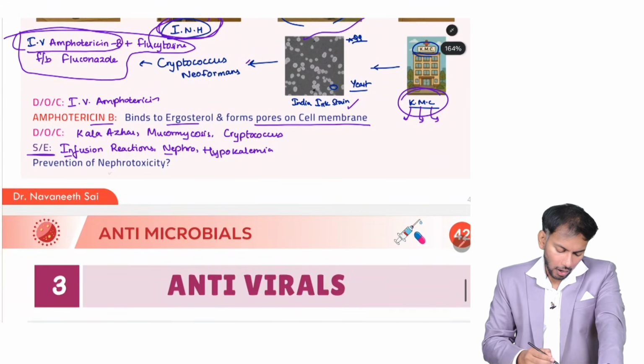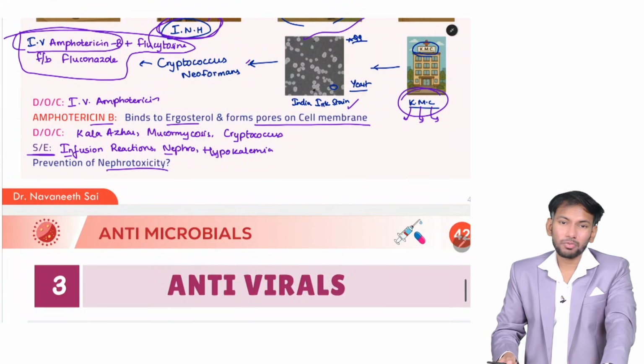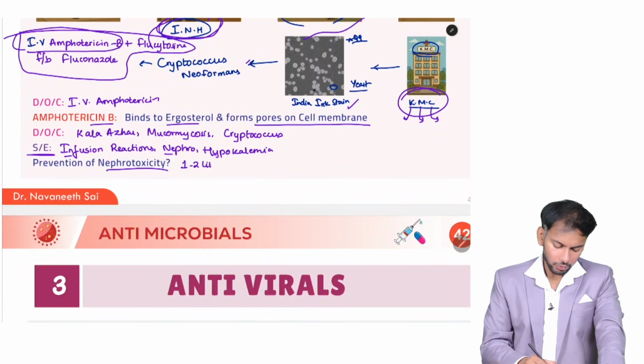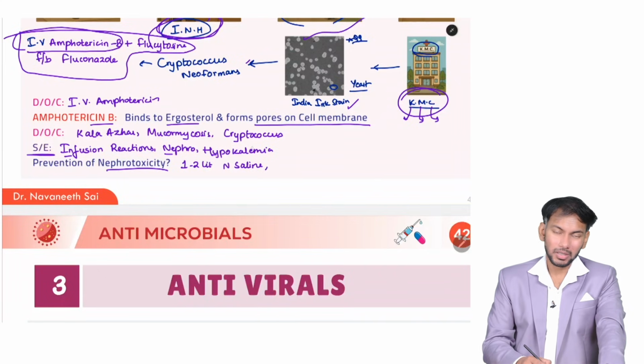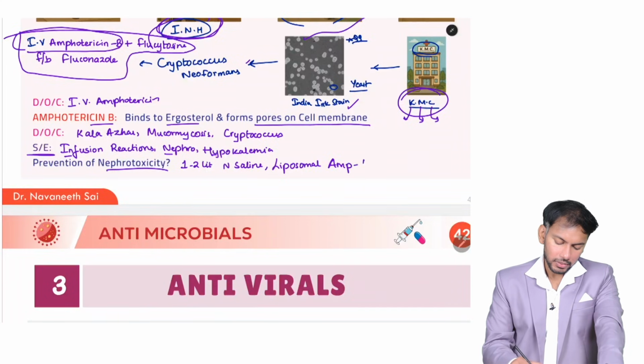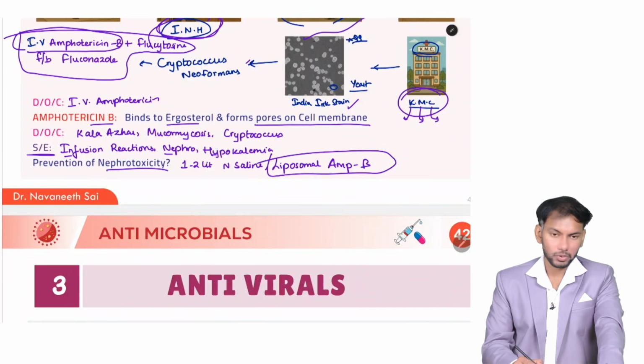Yes. Now, how do you prevent this nephrotoxicity? Obviously, you can preload the patient with saline. You can give 1 to 2 liters of normal saline. If this is not working, then you change amphotericin B. You don't give amphotericin B, you give liposomal amphotericin B. Yes, this is nephrosafe, renal safe.